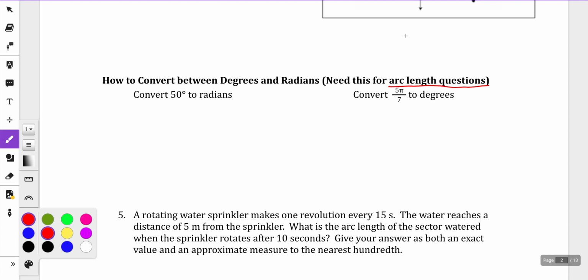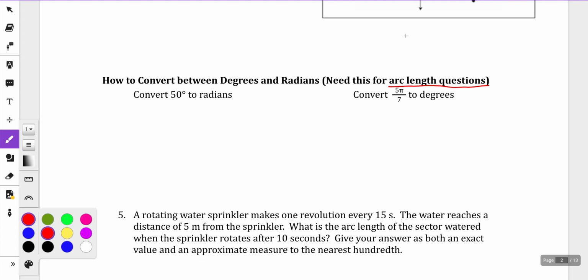So you probably won't get a question on the diploma that says convert from degrees to radians. Probably not. But what you will get is a question that requires you to be in radians, and they give you the information in degrees. And then you use this skill to help you answer that question. Most likely, an arc length question.